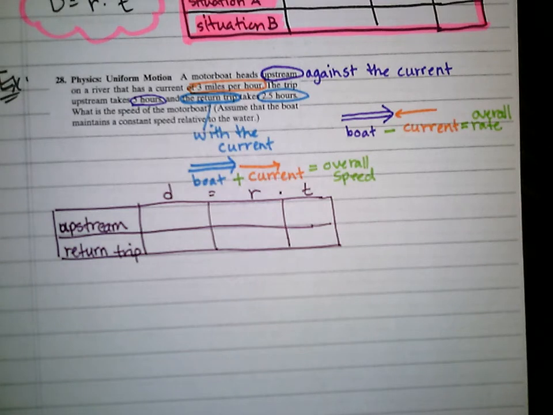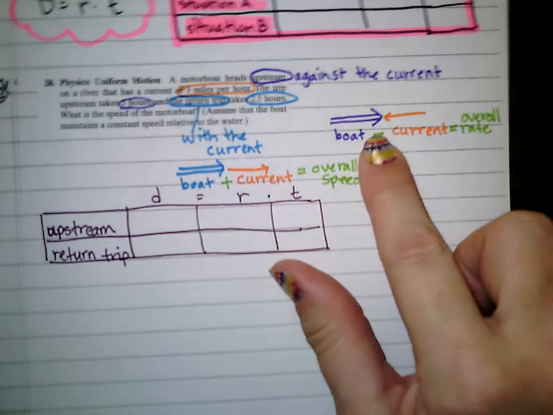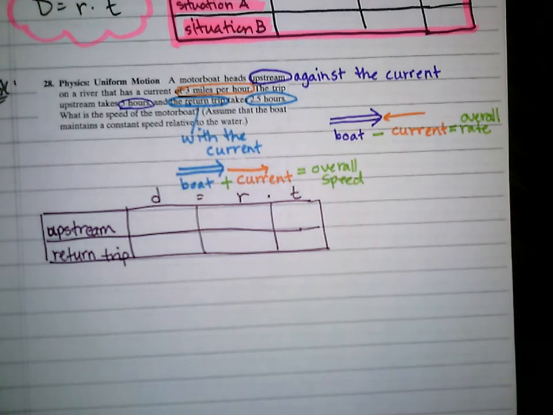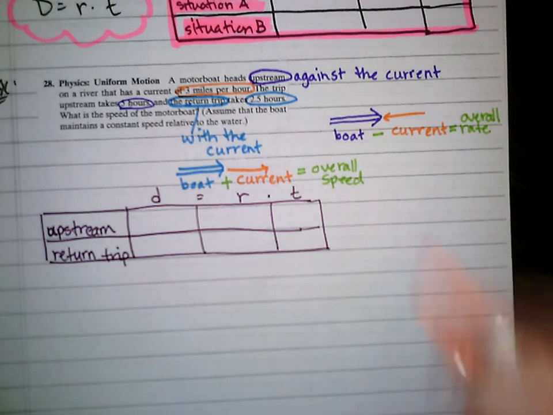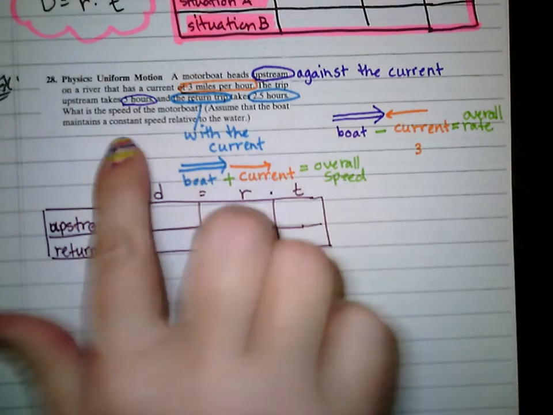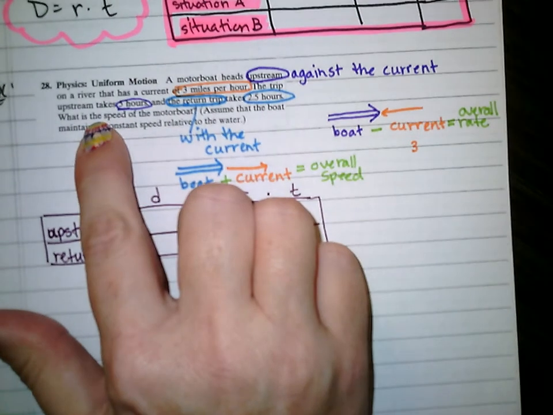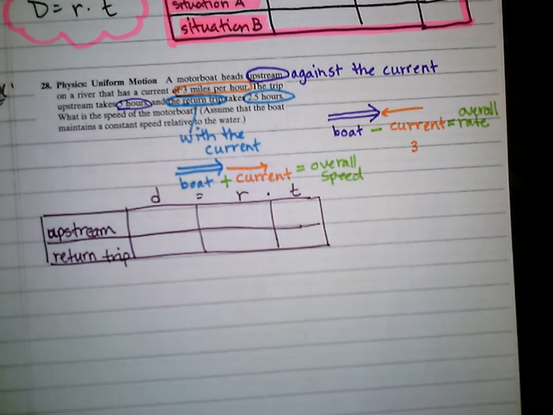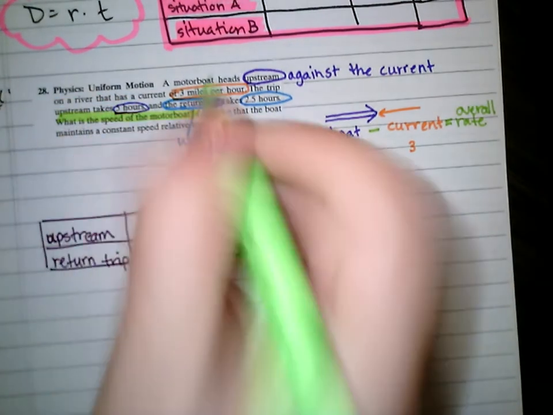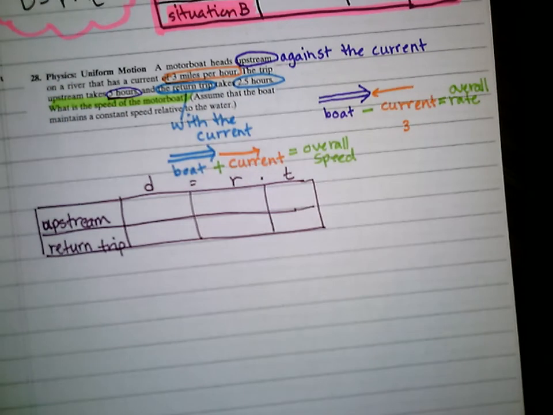So the rate for going against the current or upstream is the boat speed minus the current speed. Well, we know the current speed is 3, and they want us to find the speed of the boat. So that's the thing we don't know. What is the speed of the motorboat? So we're going to need a variable for that.